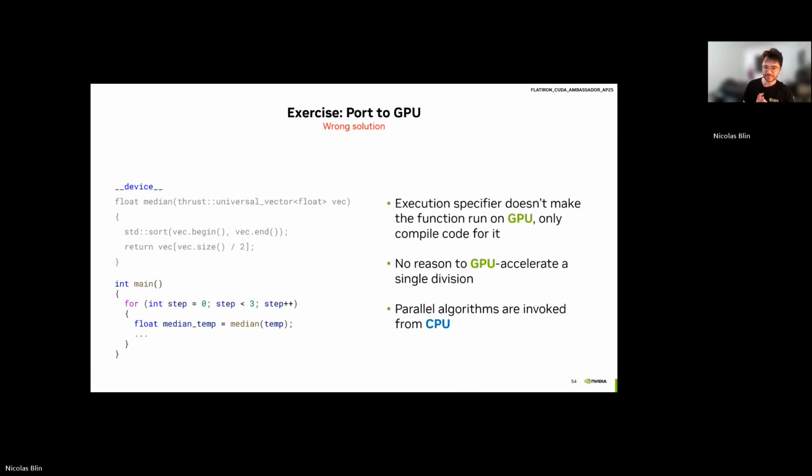Okay, so thumbs up. Before showing the correct solution, let's highlight a common mistake: trying to mark the median function with device. Because std sort is not annotated as a device function, this approach won't compile. But even if it did, median is called from the CPU in main, and you can't call a device function directly from the host code. That's why you need a parallel algorithm. That's why we need thrust. Besides that, std sort is a serial algorithm by default. It will run sequentially, not in a parallel manner. So it won't be able to leverage the massive parallel power of GPUs. That's why, again, we need those parallel algorithms.